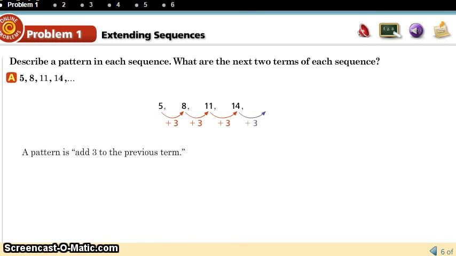Continuing the pattern, 14 plus 3 equals 17. And 17 plus 3 equals 20. So the next two terms are 17 and 20.